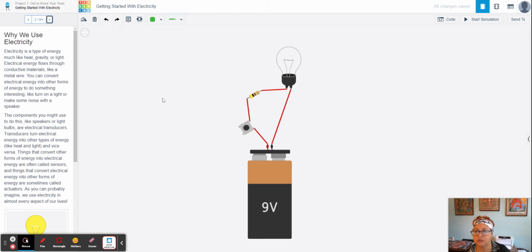Okay, you can convert electrical energy into other forms of energy to do something like turn on a light or make some noise with a speaker. All right, the components you might use to do this, like speakers or lights, are called electrical transducers. Transducers turn electrical energy into other types of energy like heat and light, and vice versa. Things that convert other forms of energy into electrical energy are called sensors, and things that convert electrical energy into other forms of energy are actually sometimes called actuators, okay?